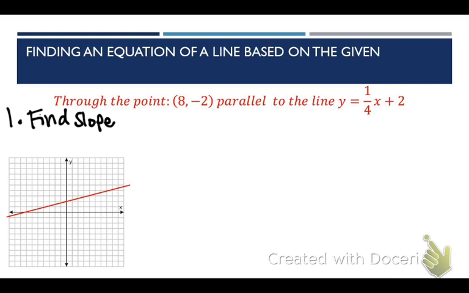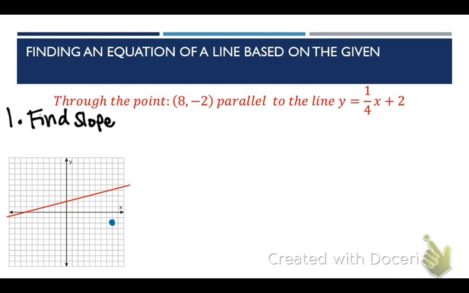So, we're finding an equation of a line based on the given through the points 8, negative 2. So, 8, negative 2, 1, 2, 3, 4, 5, 6. So through this point I just drew, and parallel to the line, y equals 1/4 x plus 2. So I already graphed it for you. This is the old line. We're going to find a new line that is parallel to the red one that goes through this point.